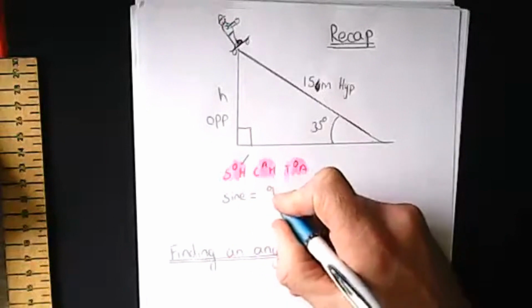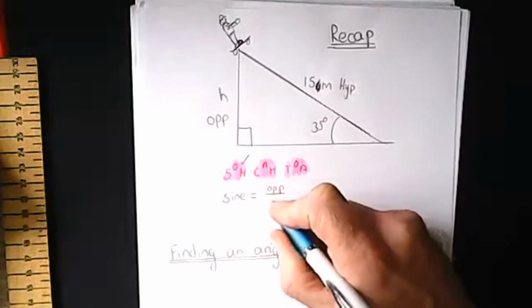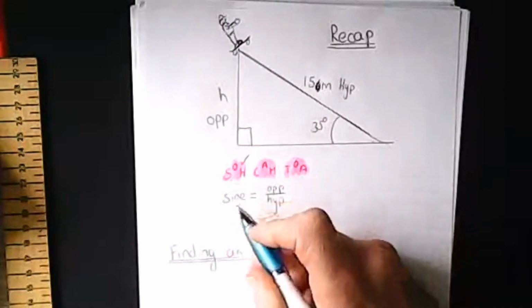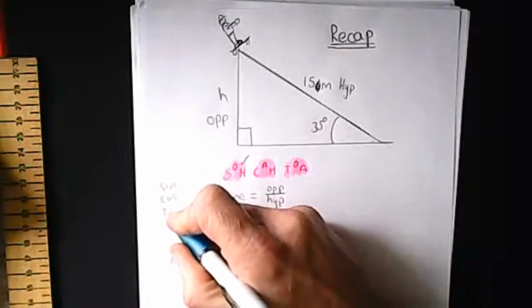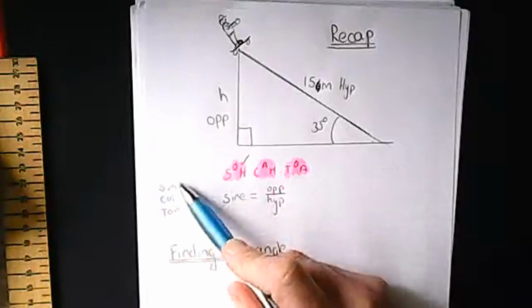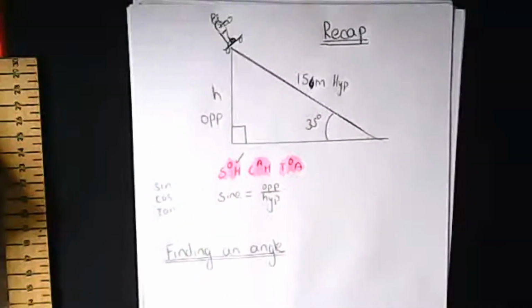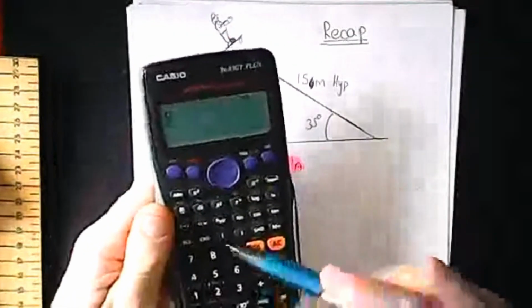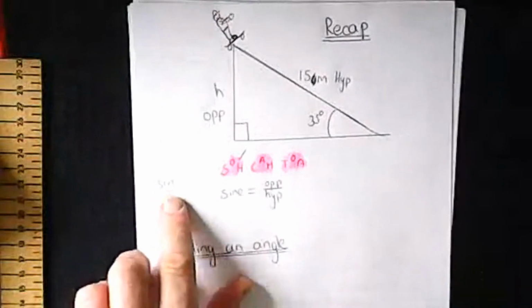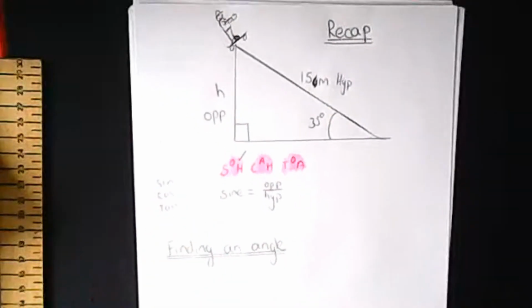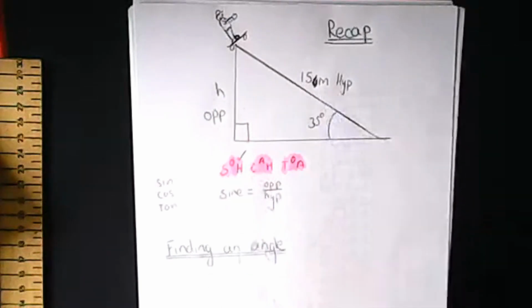equals opposite over hypotenuse. Now remember, sin, cos, tan, we only use the three letters as a shortened version, and that's because on your calculator that's how it fits on to the actual buttons. But actually the full name is sine, cosine and tangent. I think it's important you are aware of that. So that's one mark out of three, and then we can put in some of these numbers.